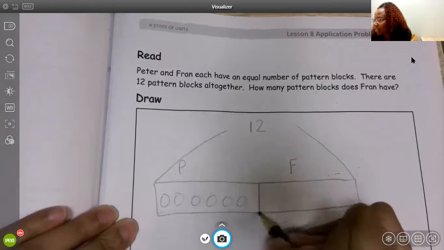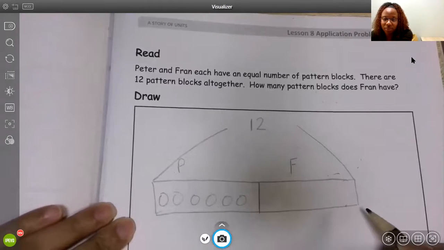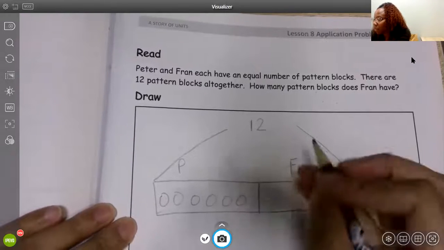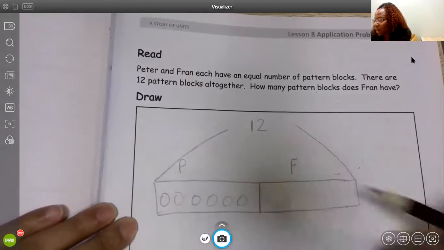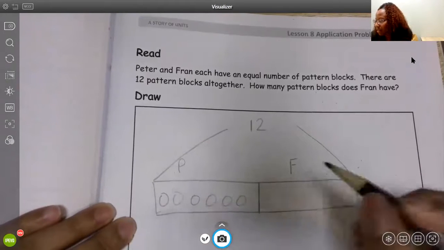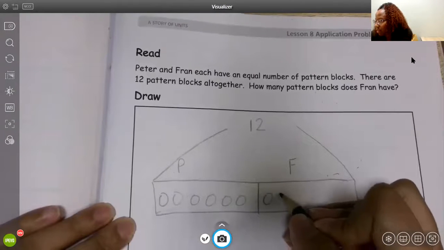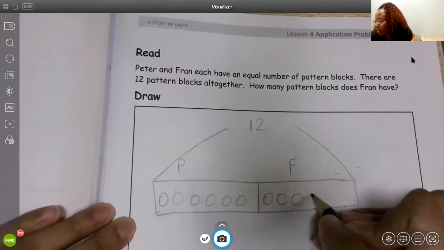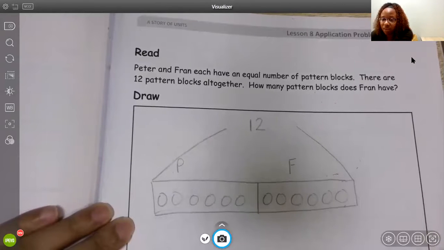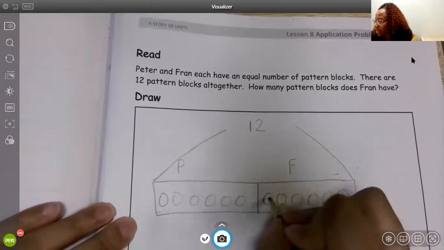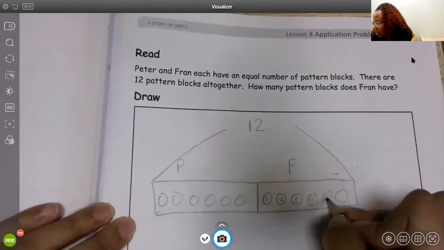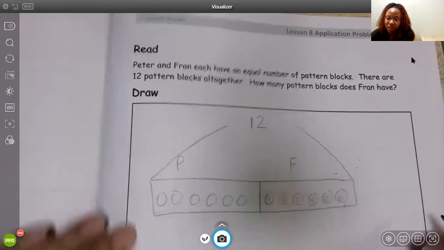If Peter has 6, how many does Fran need to have as well? She needs to have 6 because there's supposed to be an equal number of pattern blocks. I'm going to count on to make sure that it'll equal 12. So I know if Peter has 6, this makes 7, 8, 9, 10, 11, 12. And if it helps you out, you can go ahead and label them just to make sure that she has the same amount as here.